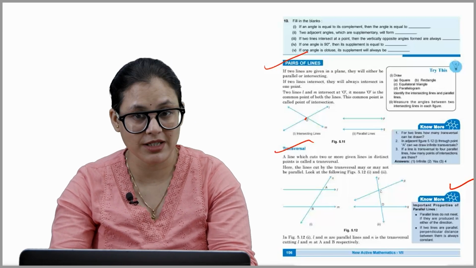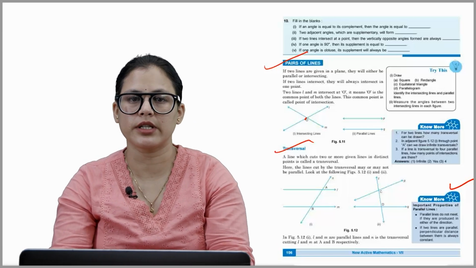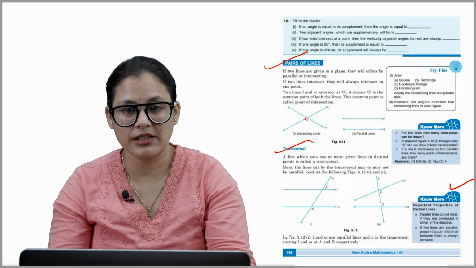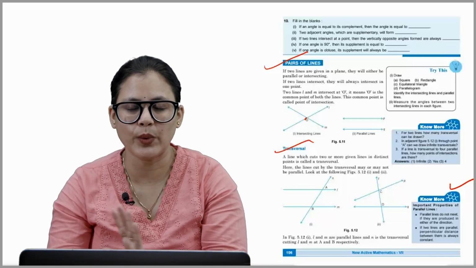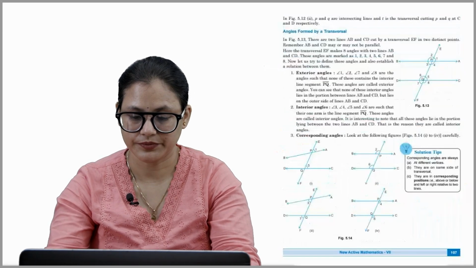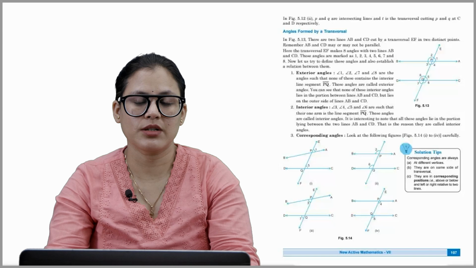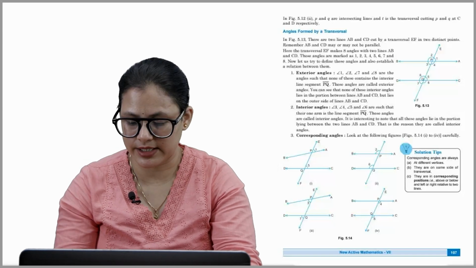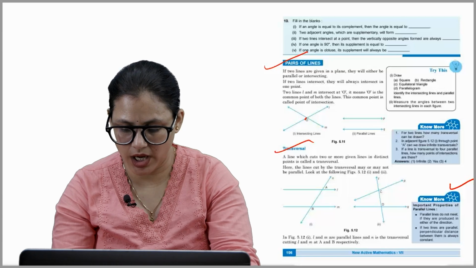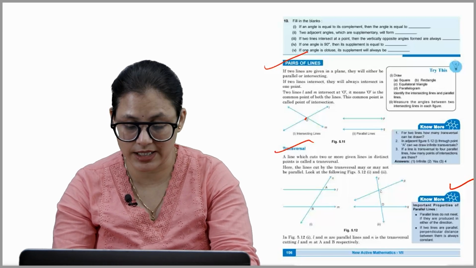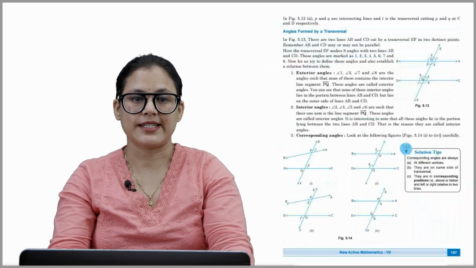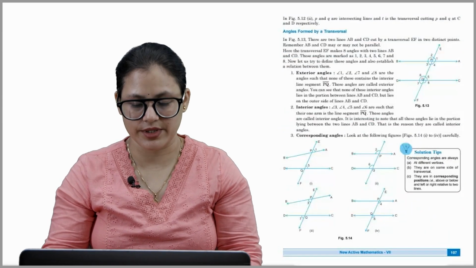Important point of parallel lines: parallel lines do not meet. If they are produced in either direction, they will never ever meet. And if two lines are parallel, the perpendicular distance between them is always constant. Then in figure 5.12, second part, P and Q are intersecting lines and T is the transversal cutting P and Q at C and D respectively, right?